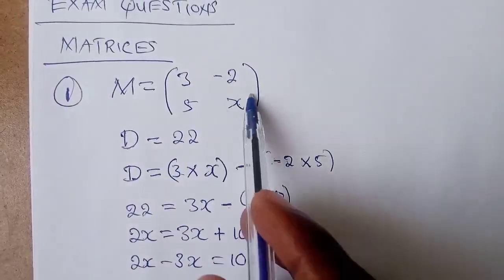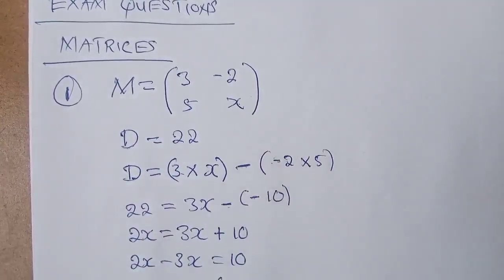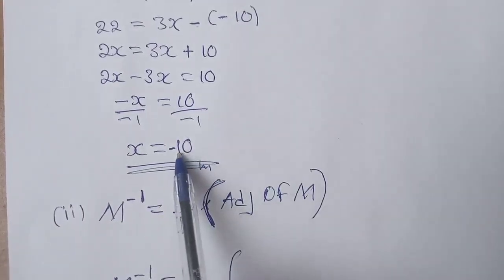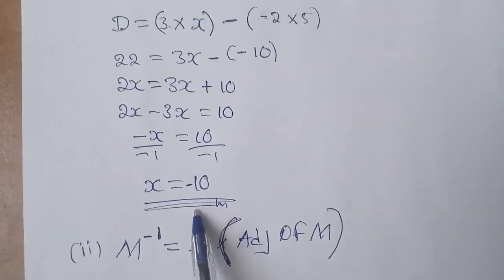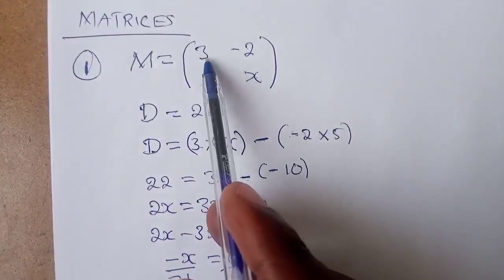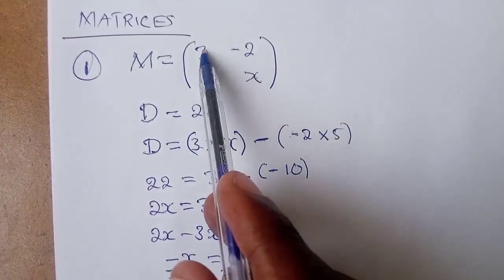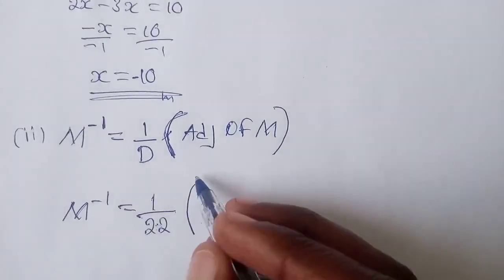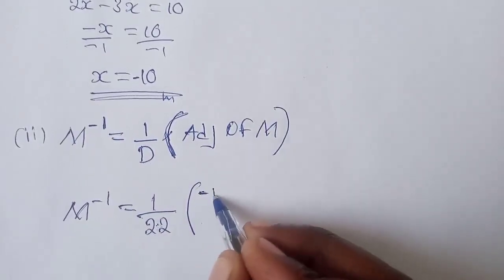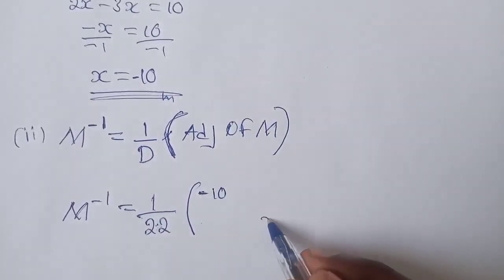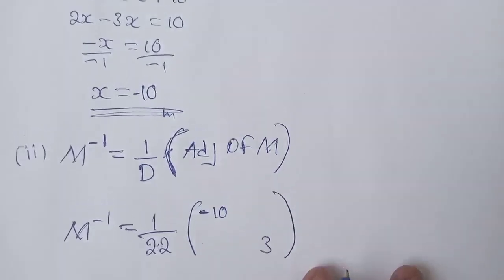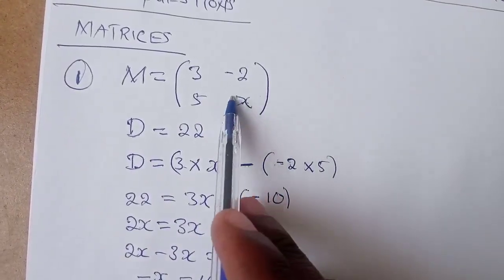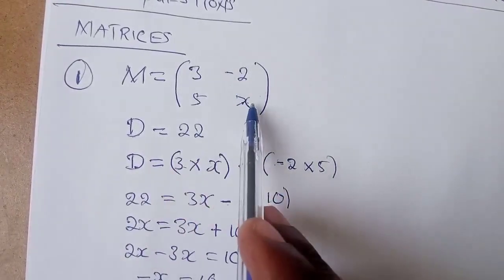So don't forget that we've already found the value of x. The value of x is 10. So meaning that here we are going to put 10, since x is going to come here. So we put 10, it is -10 like that, then the 3 comes here. So this is what we've done: we just moved negative 10 to here and 3 to here.